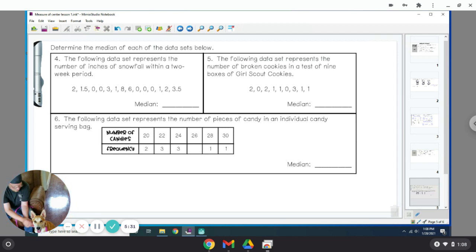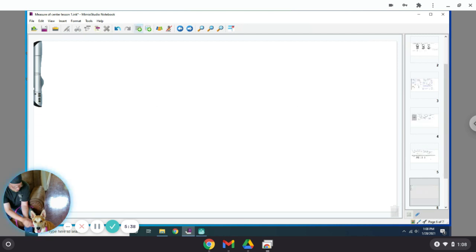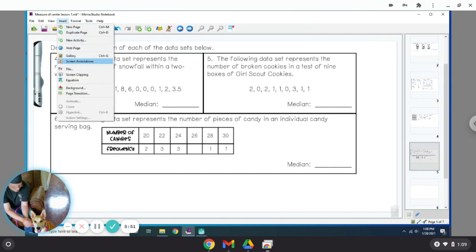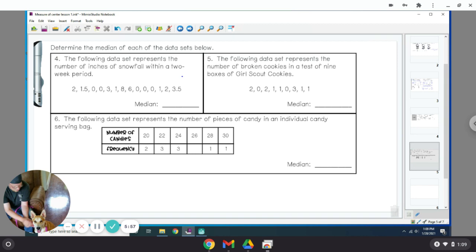Here we have the following data set, which represents the number of inches of snowfall within a 2-week period. The first thing we're going to do is put it in order from least to greatest. I'm actually going to cover one of these questions up just so I can have some room. So give me a second.